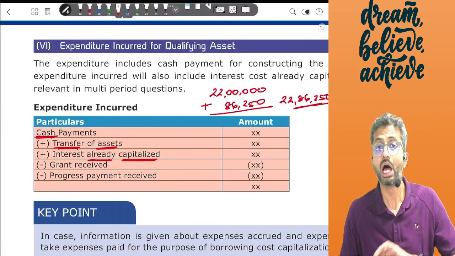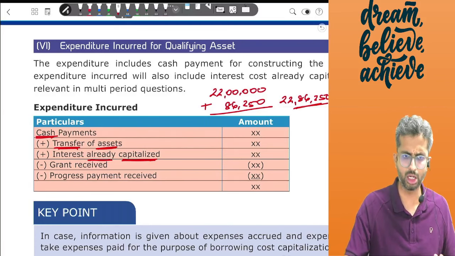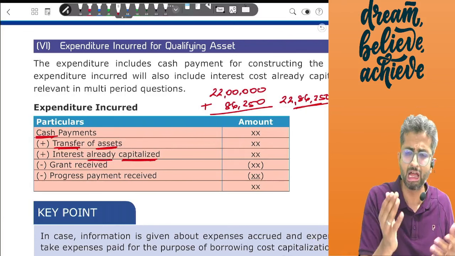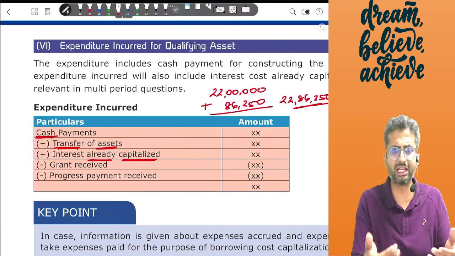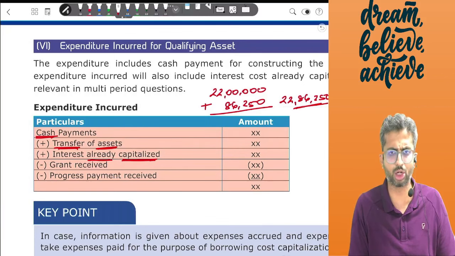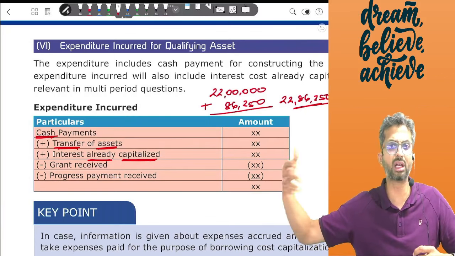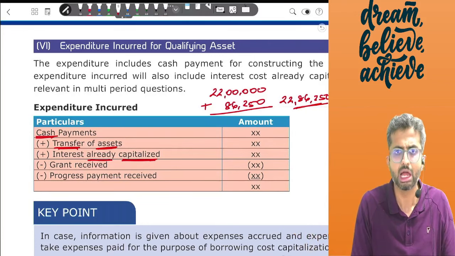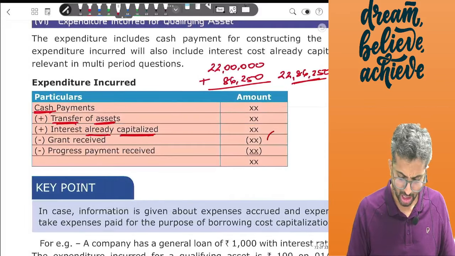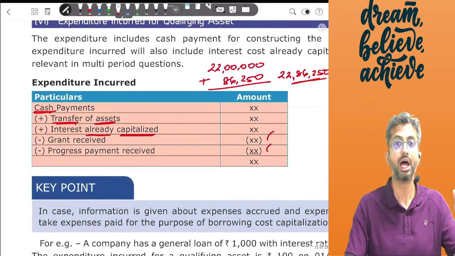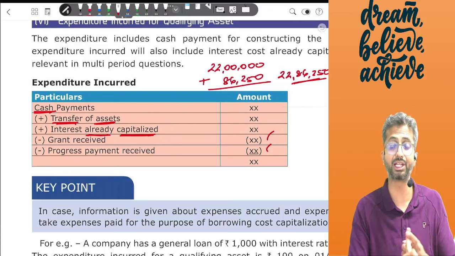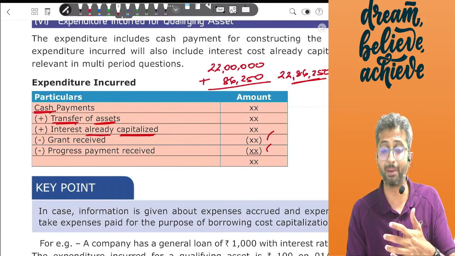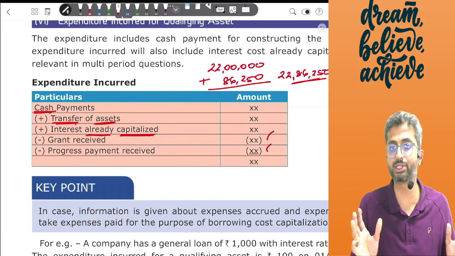Now sometimes the government might give you a grant and hence you might incur all of this expense, but the government is giving you, let us say, a reimbursement of 10 lakhs. In which case for you that 10 lakhs will reduce the expenditure incurred behind the qualifying asset, or sometimes some other customer or party might give you reimbursement, progress payments for this. So you will subtract this, grants or any other progress payments received. So basically expenditure incurred on qualifying asset will include cash payments plus transfer of assets plus interest already capitalized minus grants or other progress payments received.